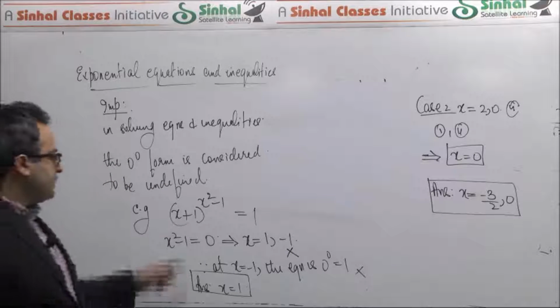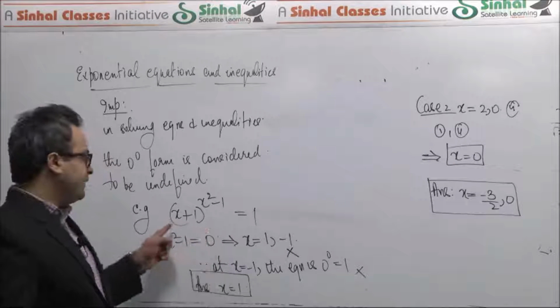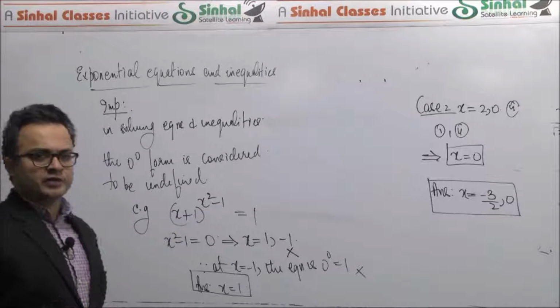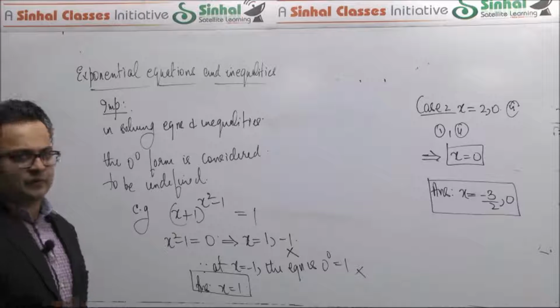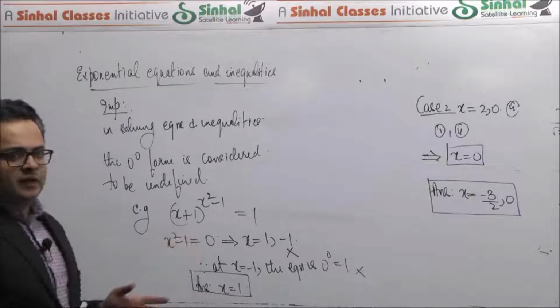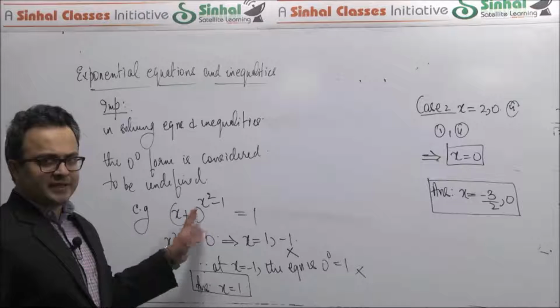You might want to consider the possibility that the base could be 1, which will happen at x equal to 0, but at x equal to 0, the power becomes minus 1. And again, 0 raised to minus 1 itself will not be defined. 1 by 0 is not defined. So that's why the x equal to 0, base equal to 1 case will not occur over here.